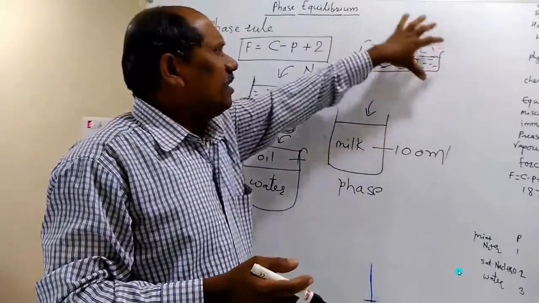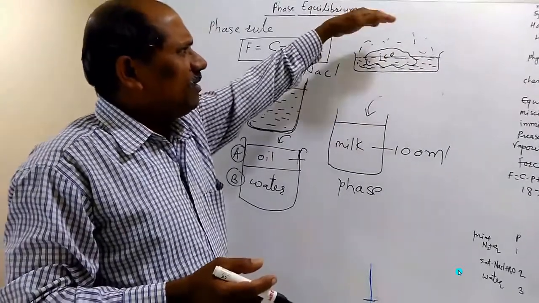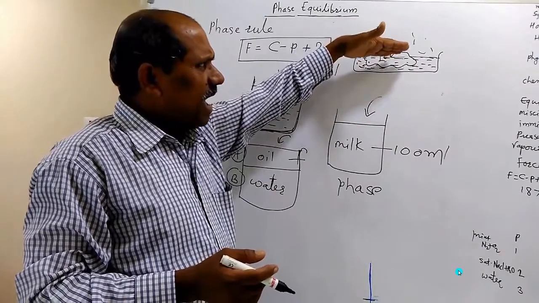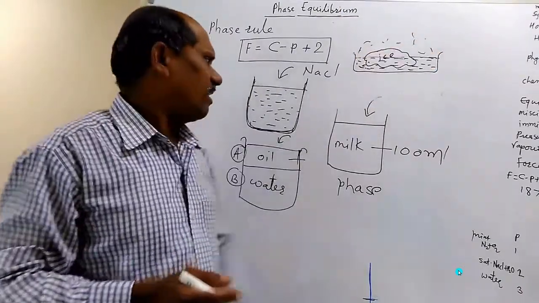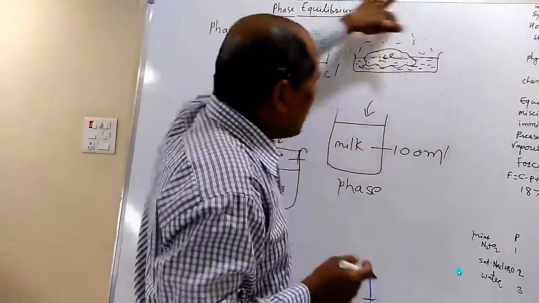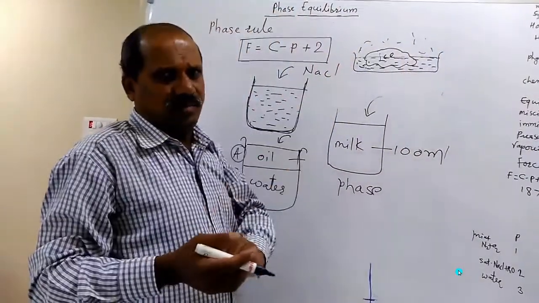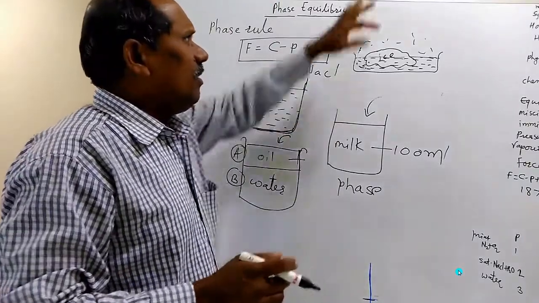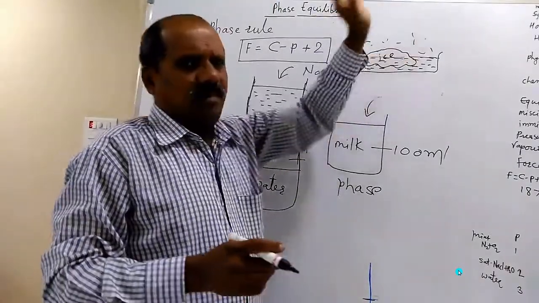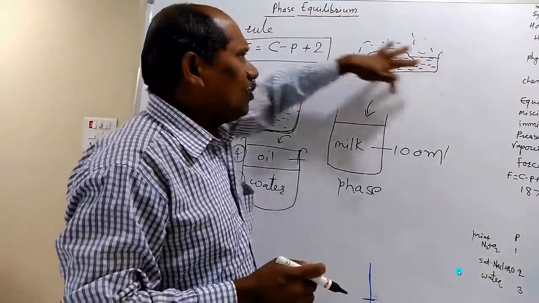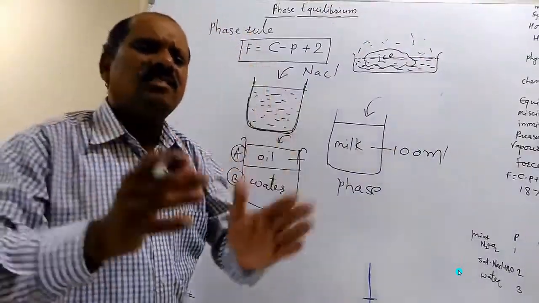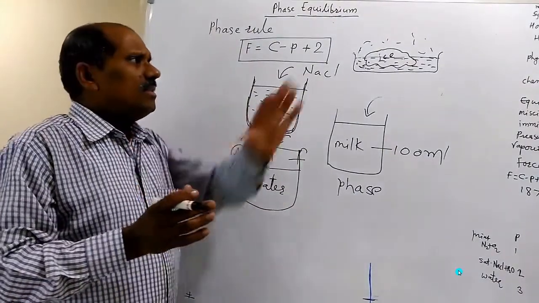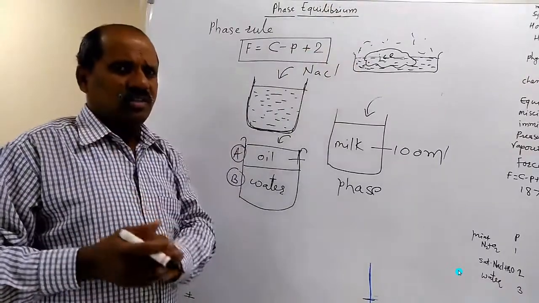These are the phases: gaseous phase, water vapor; solid phase, ice; and liquid phase, liquid water. Means it is acting as a heterogeneous system. Three separate phases are present: vapor phase, ice phase, and water phase. It is acting as a heterogeneous system. A heterogeneous system is that system in which two or more than two phases are present. That type of system is called a heterogeneous system.